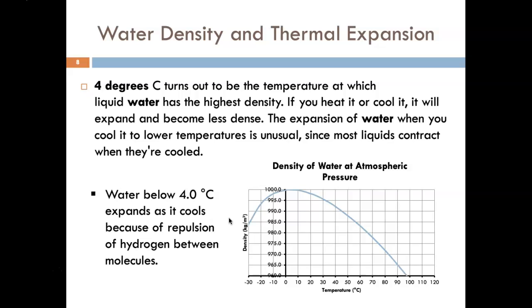Water does a few different weird things, but at 4 degrees, that's when water has the highest density. So we know its boiling point, we know its freezing point, but it's the densest at that point. This will never be part of any of your equations, but it's just one of those weird things that water does. So below 4 degrees, as it cools, it expands because of repulsion between the hydrogen molecules.